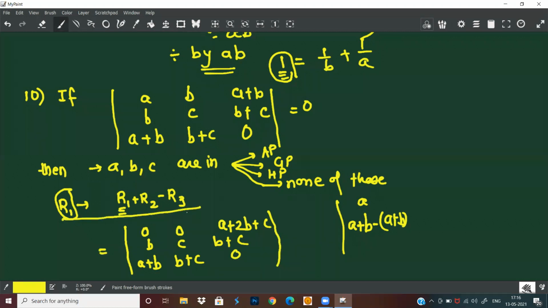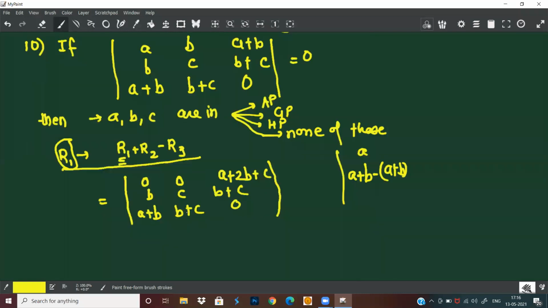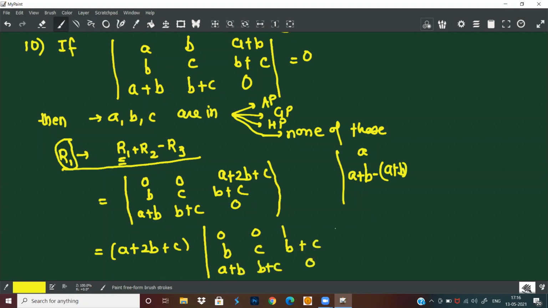Whenever we have anything in common in any row or in column, we can easily take it out. This common factor came out, so this will be easy. It became 0, 0, 1, because from 0 and 0 I took this common. Which is B, C, B plus C; A plus B, B plus C and 0.